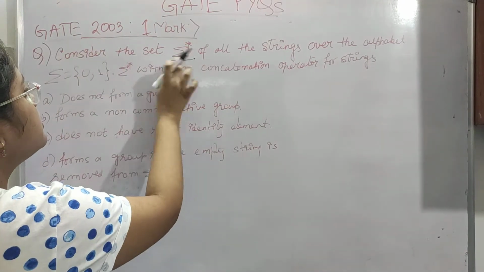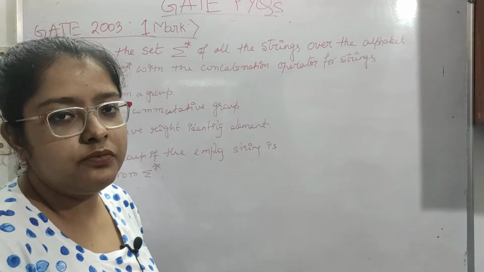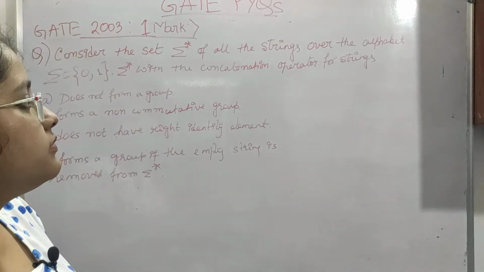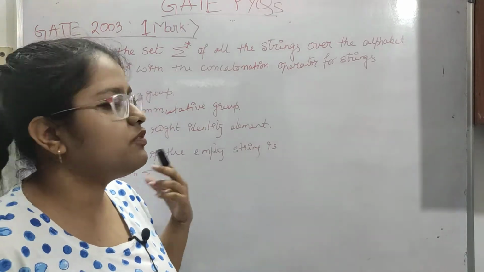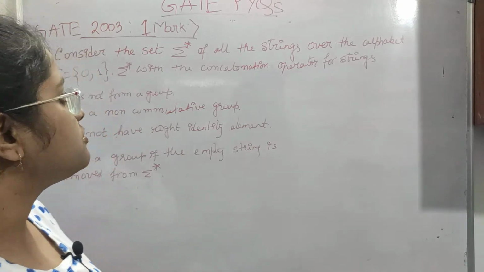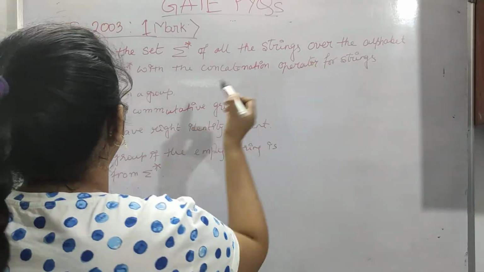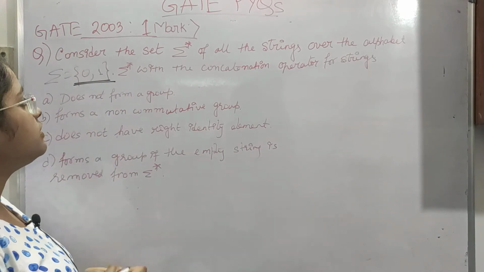So consider the set sigma star. Sigma star is the set of all strings. Okay, we will see more about this in TOC. If you know TOC, it's okay. Even if you don't know, it's not much trouble. So it's the set of all strings possible, all strings over the alphabet sigma. Here the two elements are 0 and 1.